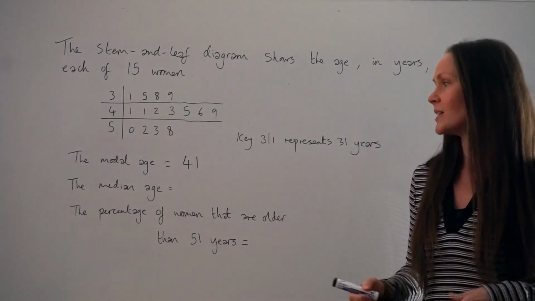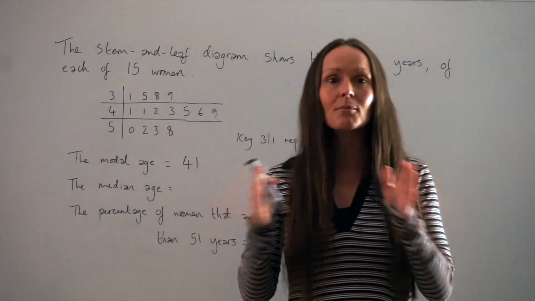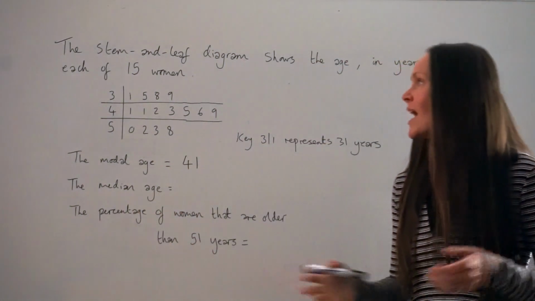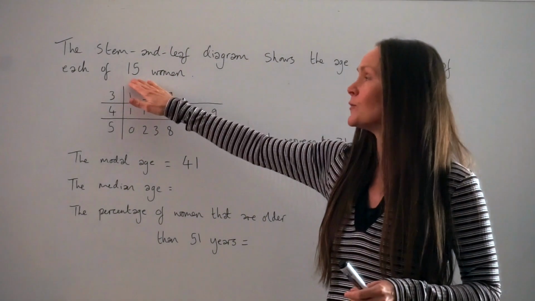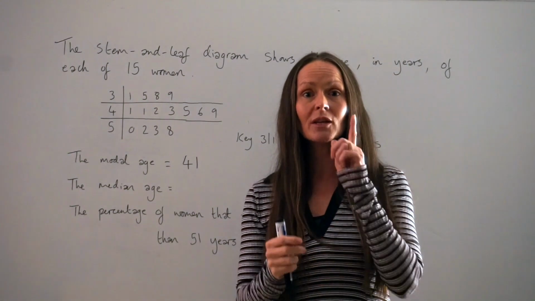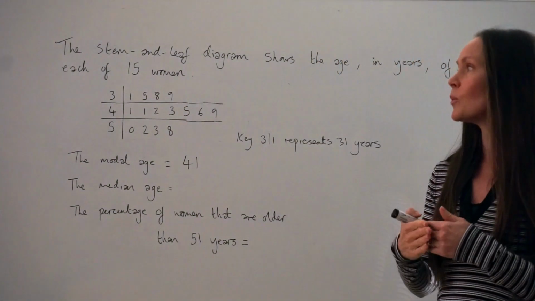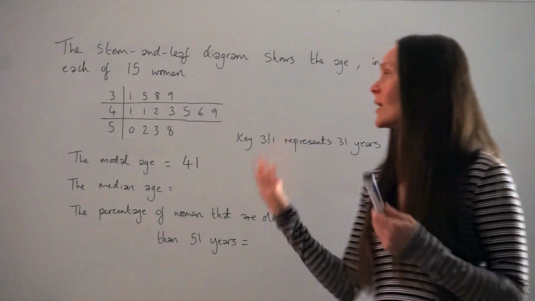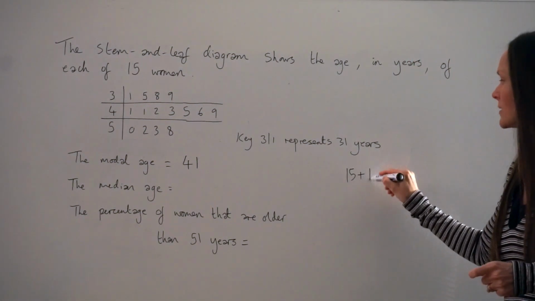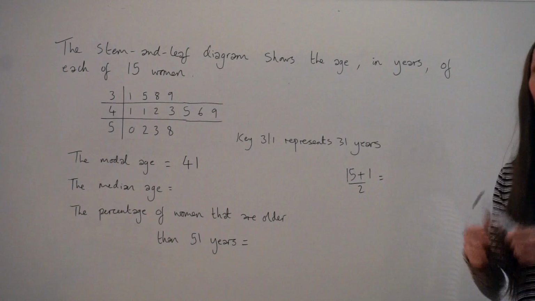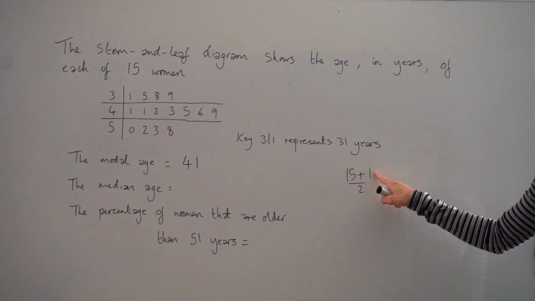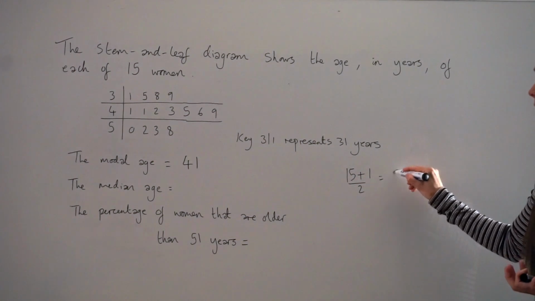For the median age, remember the median is the middle value when the data is ordered from smallest to largest, which it already is, and in this question there are 15 women. Now, since 15 is an odd number, we know that there's only one middle value. So we need to work out where that middle value is. And how to do that is to take the number 15, add 1 and divide by 2. You always do that when it's an odd amount of numbers like in this question. So 15 plus 1 is 16. If I divide that by 2, I get 8.